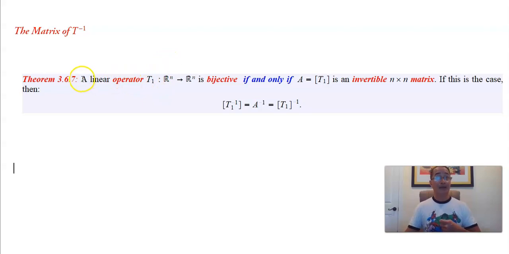So, tying it all together, a linear operator T1 from Rn to Rn is bijective if and only if A, the matrix of T1, is an invertible n by n matrix. If this is the case, then T1 is also invertible, we said that, so the matrix of T1 inverse has to be A inverse. So another way to write it is that the matrix of T1, when inverted, gives you the matrix of T1 inverse.